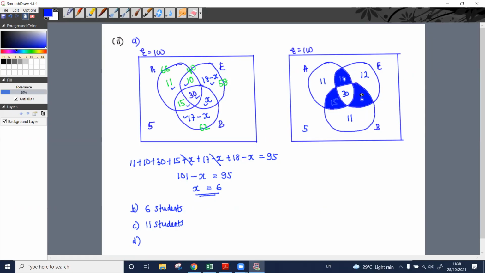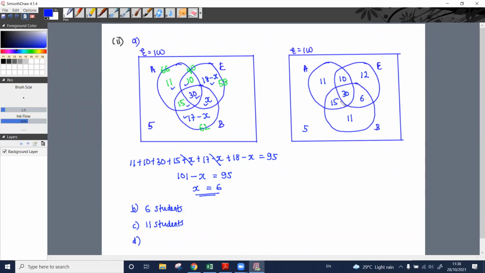So what should be the total then? 10 plus 15 plus 6. What should it be? 41. Not 41, 31. 31 students are there. Yes, 31.